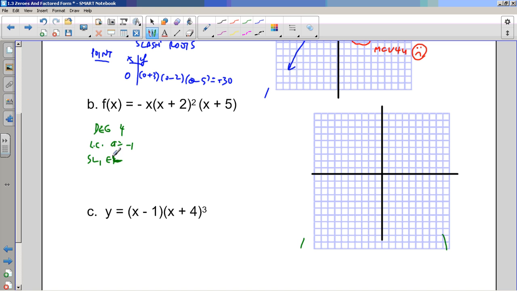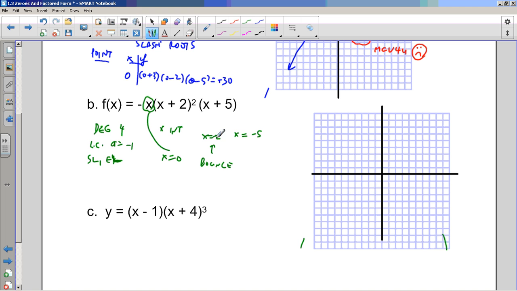And what else do I know? Well, I know some x-intercepts, right? This one is -5. This one is -2, and it's a double, right? So this is a bounce at -2. But notice that this one gets some people sometimes. This also contributes a 0. What makes this bracket 0? Well, x equals 0.